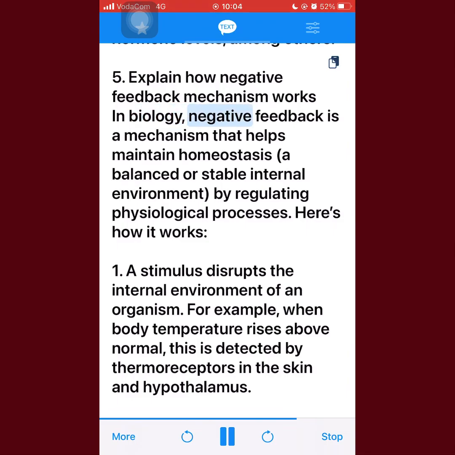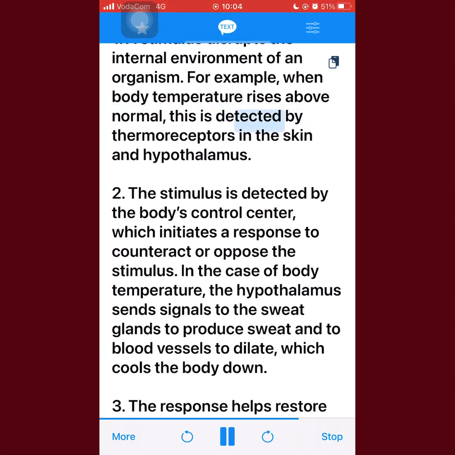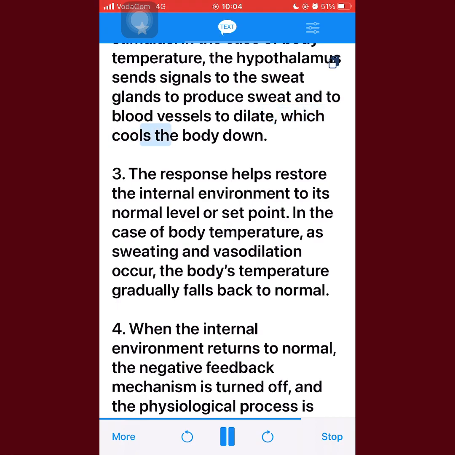In biology, negative feedback is a mechanism that helps maintain homeostasis, a balanced or stable internal environment, by regulating physiological processes. Here's how it works. 1. A stimulus disrupts the internal environment of an organism. For example, when body temperature rises above normal, this is detected by thermoreceptors in the skin and hypothalamus. 2. The stimulus is detected by the body's control center, which initiates a response to counteract or oppose the stimulus. In the case of body temperature, the hypothalamus sends signals to the sweat glands to produce sweat and to blood vessels to dilate, which cools the body down.